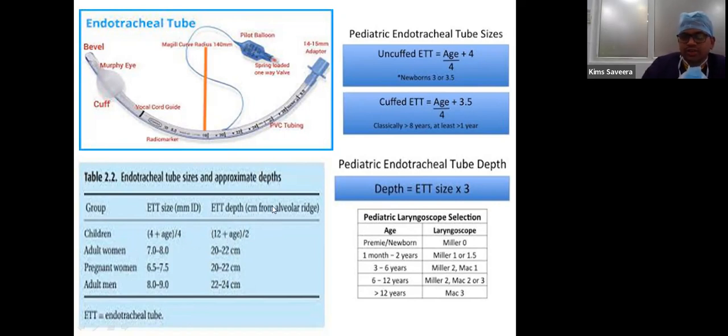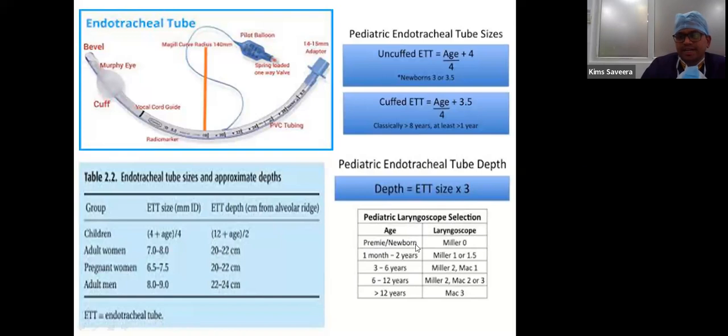Then where do we fix the tube? Generally, the depth is ET size into 3. Whichever ET size you select, into 3 is the basic formula to know where we should fix the tube. And auscultation is the best sign to see that both lungs are ventilating.